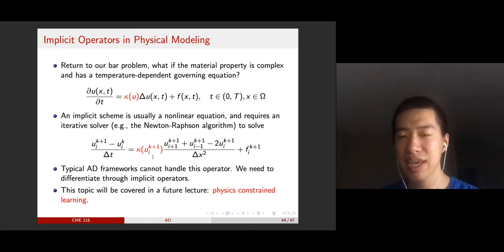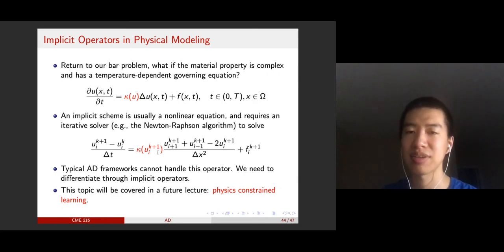And if you have this kind of scheme, the question is, how can you perform the same automatic differentiation for finding the gradients of the objective function with respect to the unknown parameters? This will be covered in the next few lectures. That is called physics constrained learning, a very powerful approach for this kind of problem.